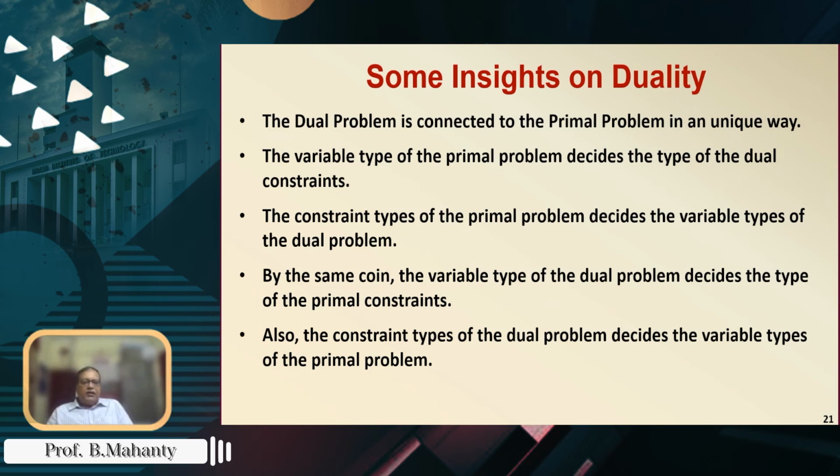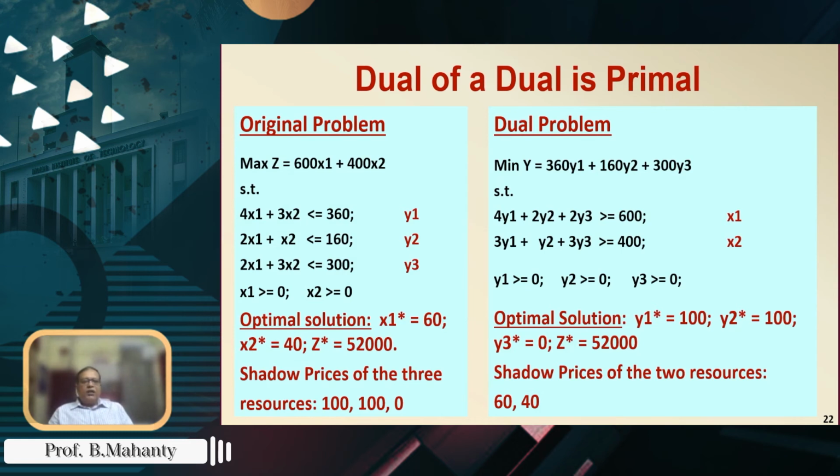Now, the dual problem is connected to the primal problem in a unique way. The variable type of the primal problem decides the type of the dual constraints. The constraint type of the primal problem decides the variable types of the dual problem. So look here, constraints are connected to the variable type of the dual, and the variable types are connected to the constraint type of the dual. So that should be remembered. By the same coin, the variable type of the dual problem decides the type of the primal constraints, and the constraint type of the dual problem decides the variable type of the primal problem. Then dual of a dual is primal.